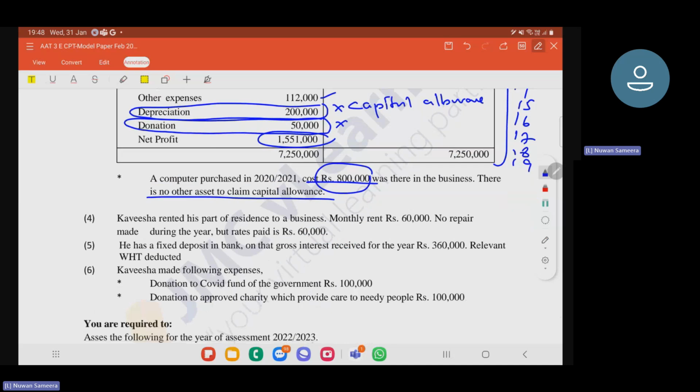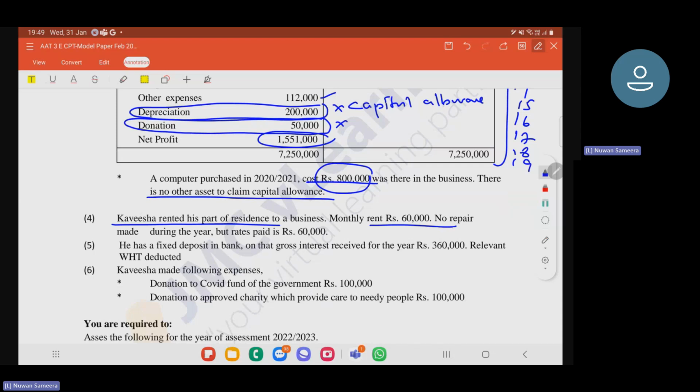So Kavisha rented part of his residence to a business. Monthly rent is 6,000, no repair. So that is rent income from a business. For rent, that is an investment income.